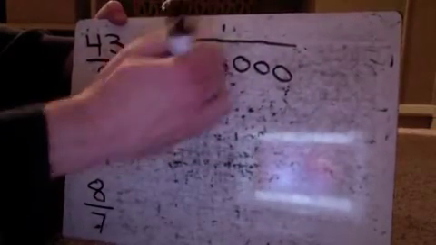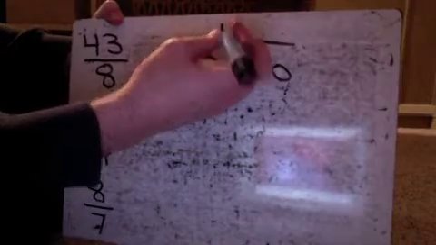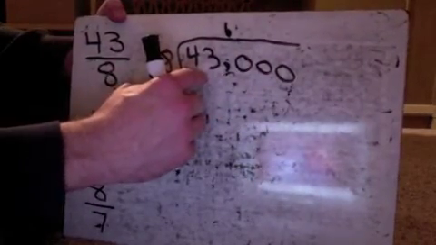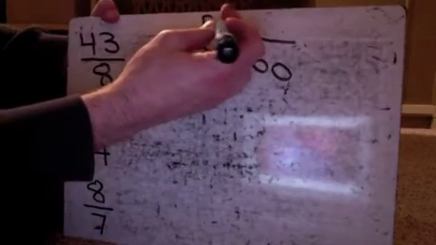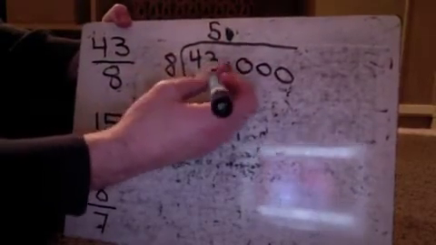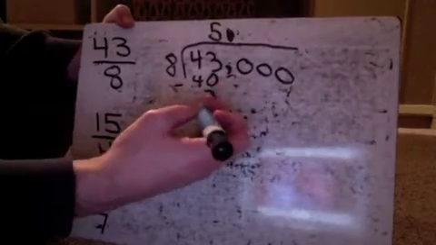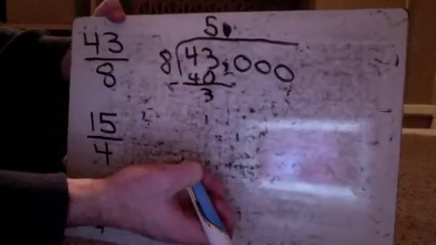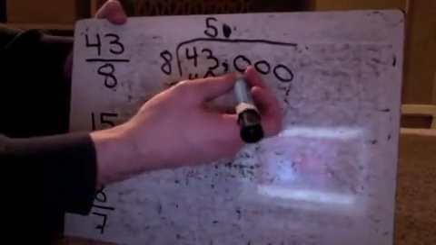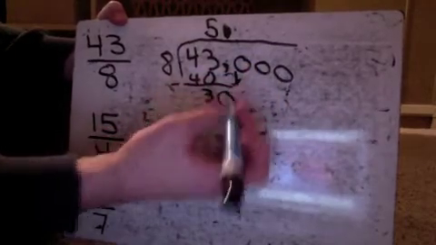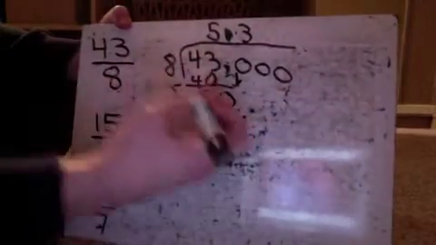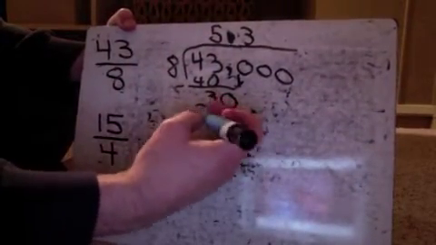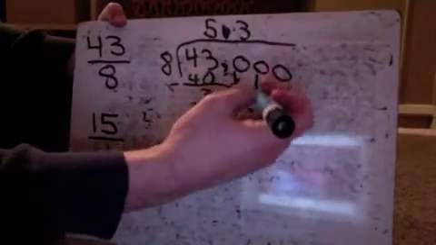8 goes into 43. I'll put my decimal point here, but 8 goes into 43 4 or 5 times. Okay? 5 times. That would be 40, and we'll subtract, and we'll get 3. Now I still have a 0 to bring down, so let's bring down the 0. 8 goes into 30, that would be 3 times. 3 times 8 is 24, take away equals 6, bring down my next 0.